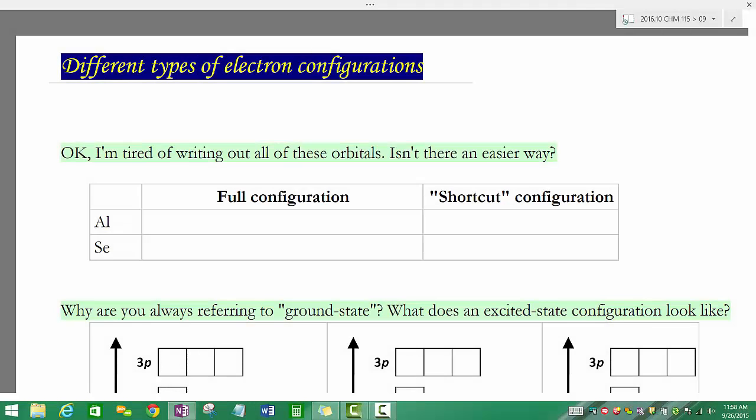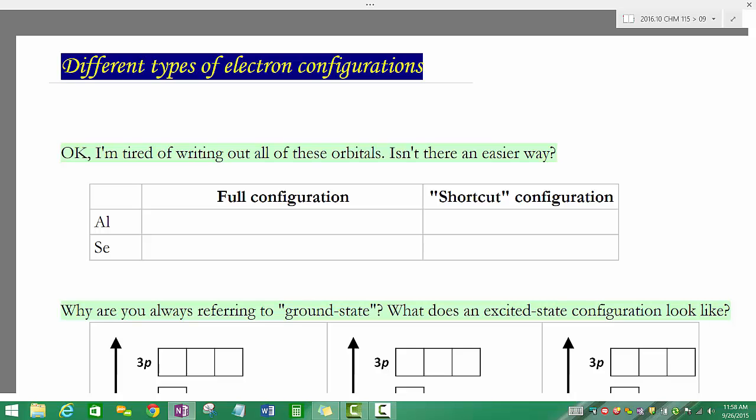Yes, writing out all those orbital box diagrams isn't a whole lot of fun after a while, but it's a good learning tool at the very beginning to get a visual representation of what's happening inside those atoms as we're adding additional electrons to an atom. But it does get tiresome. So instead of drawing box diagrams, we've been writing out those electron configurations.